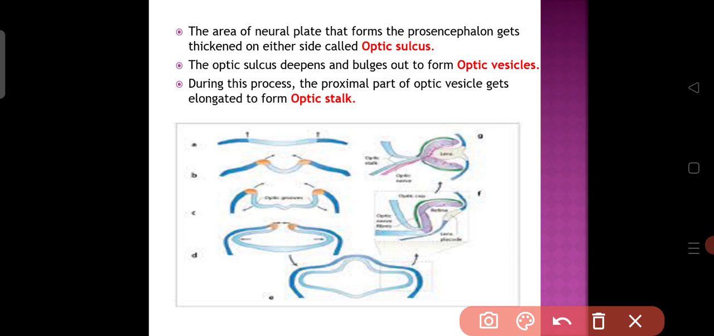So here, as you can see, this is called the neural crest. These bulging out portions are called the optic sulcus. This keeps on deepening and bulges out in order to form the optic vesicles, which elongate proximally in the posterior part. This forms the optic stalk.